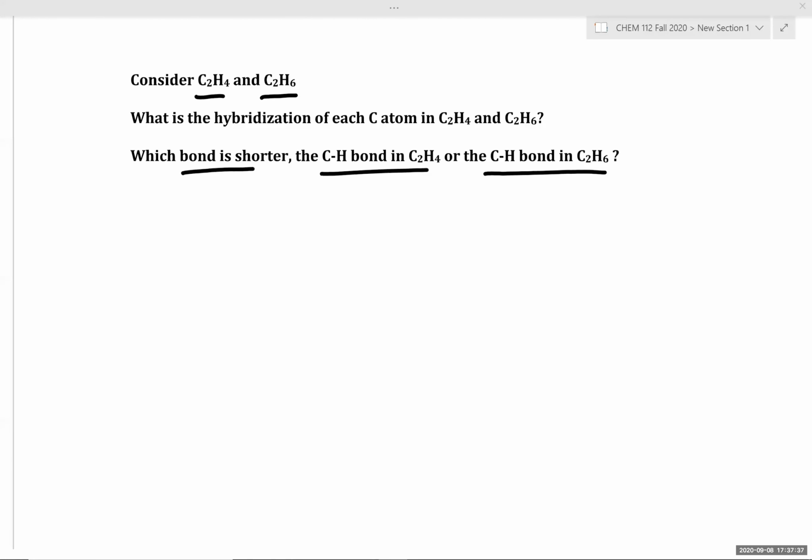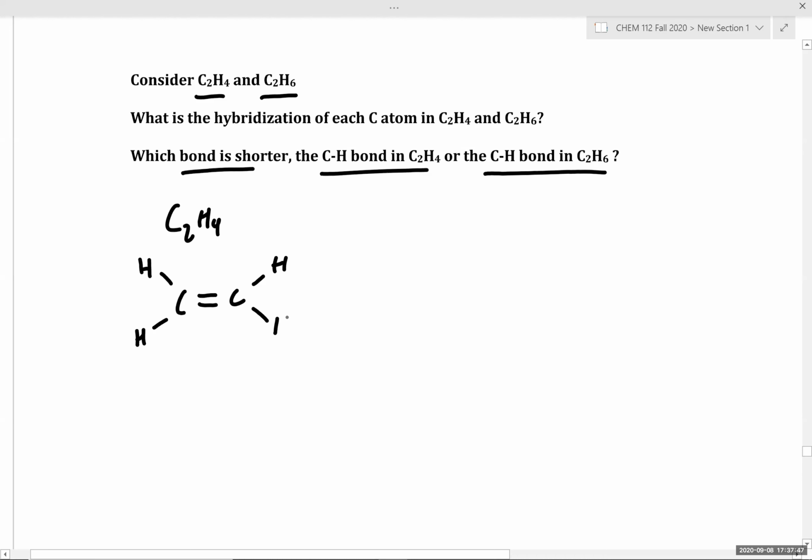So let's look at these examples. So C2H4, or ethylene, looks something like this. While C2H6, ethane, looks something like this. Now, I'm not asking about the carbon-carbon bond. That it's pretty obvious that ethylene has a stronger carbon-carbon bond because we're comparing a double to a single bond.